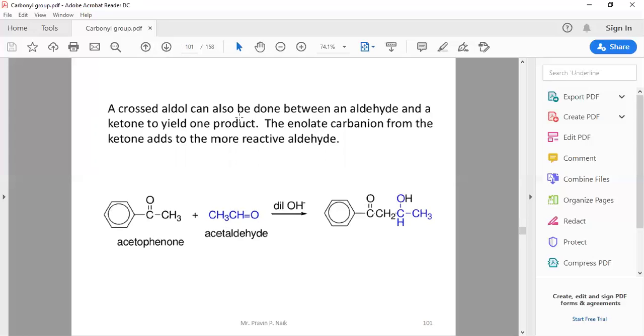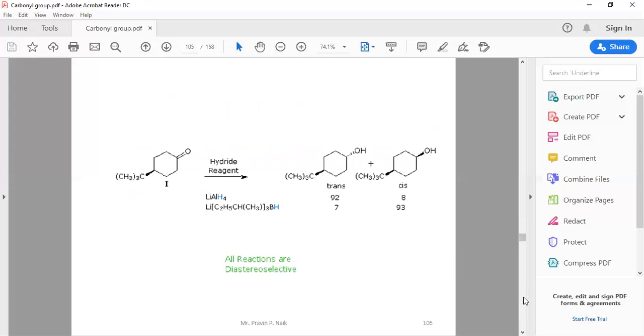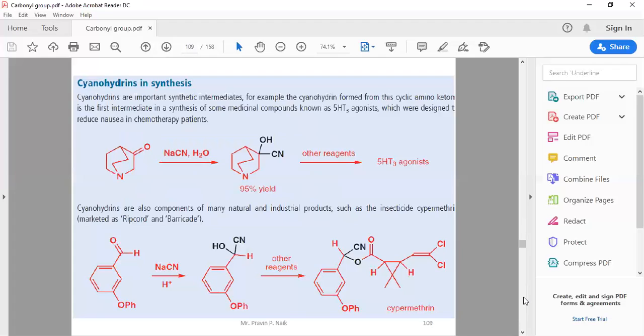A cross aldol can also be done between the aldehydes and ketone to yield one product. The enolate carbanion from the ketone adds to the more reactive aldehyde. So it is going to abstract the proton of the ketone and attack the electrophilic carbonyl carbon of aldehyde to give you the beta hydroxy keto product. These are the revision problems you can later on go through.